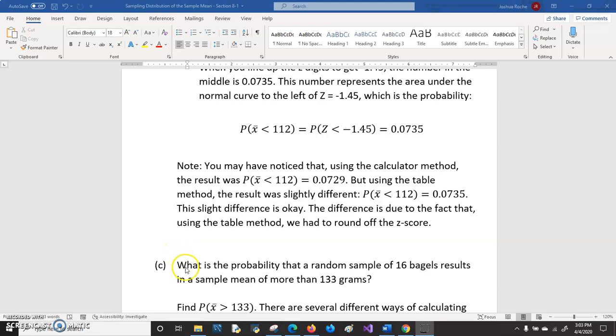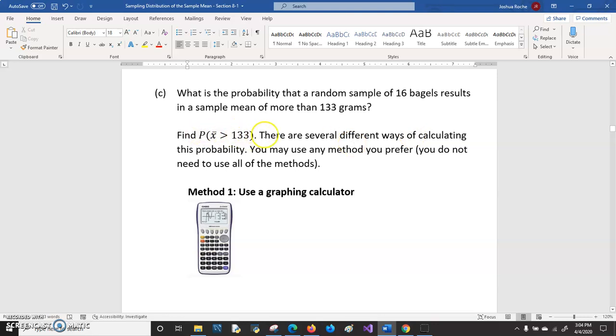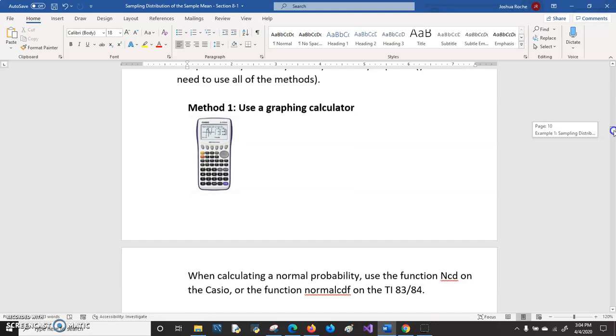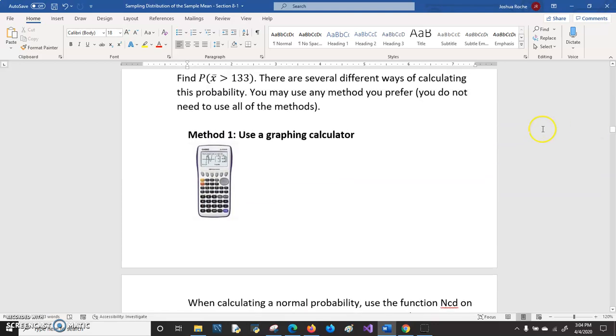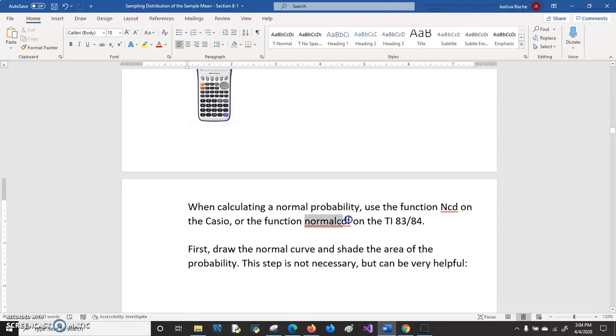Now we'll move on to part C. Part C is what is the probability that a random sample of 16 bagels results in a sample mean of more than 133 grams. So we're trying to find this probability. Again, the ways that we'll solve this are going to be just the same as what you did in chapter 7. We could use a graphing calculator as one method. We'll use NCD, or normal CDF, on the TI-83 or on the Casio.